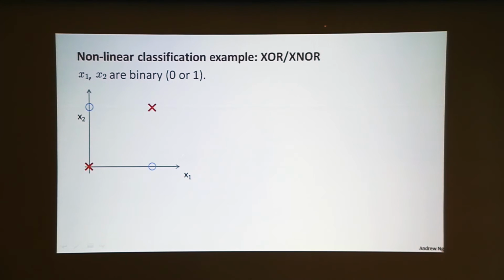Suppose you have inputs x1 and x2, which are binary values. X1 and x2 are either 0 or 1. And the exclusive OR function says, is one of them 1 and one of them 0. So the training set looks like the one shown in the figure, where the x's are positive examples and the o's are negative examples.